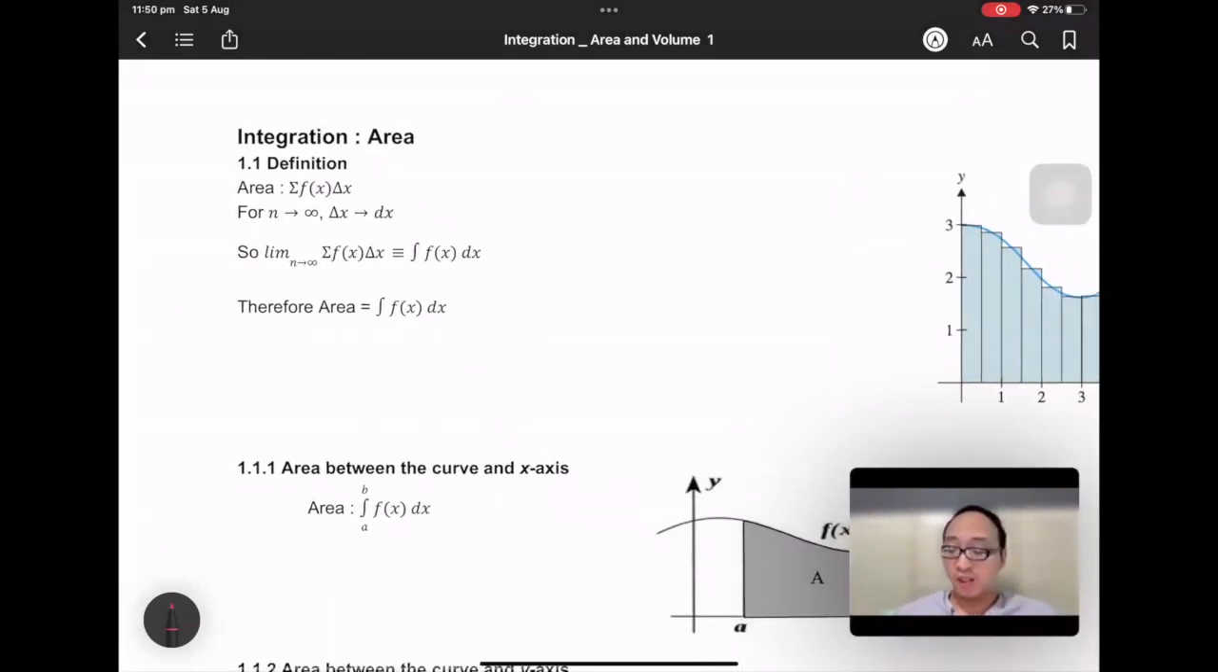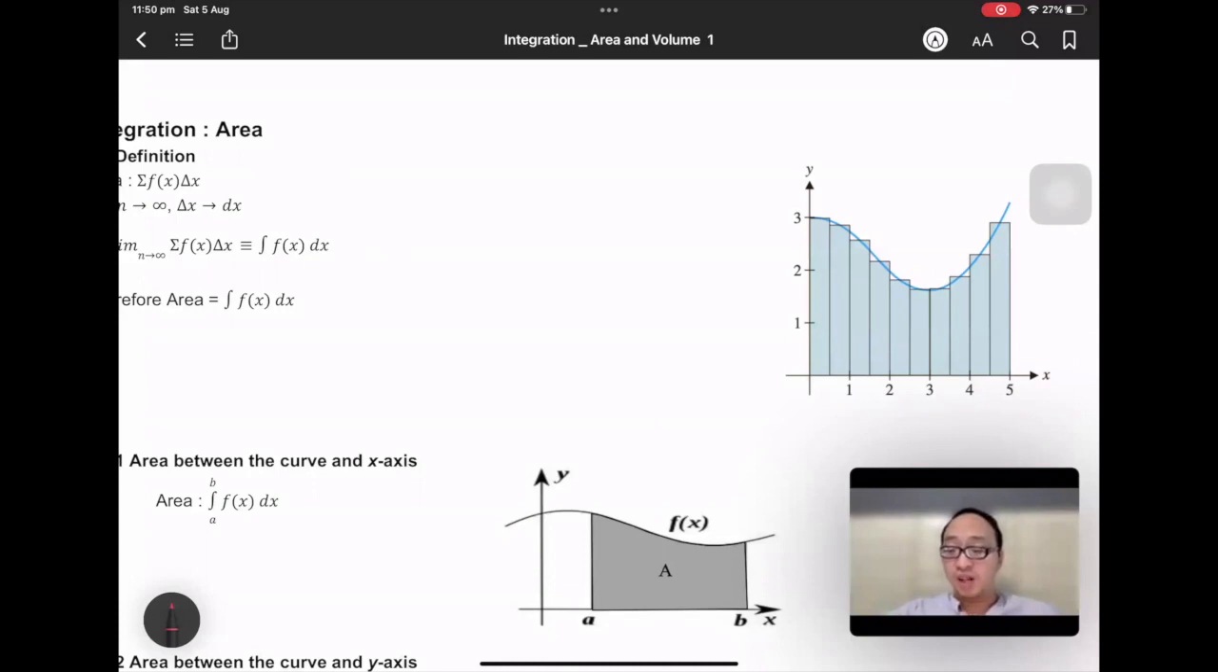We start from the definition first. To find the area between the curve and the x-axis from this graph, we can divide the graph into several rectangles. You can see that I have several rectangles with the width of delta x and the height of the function. So the height will depend on the function itself.